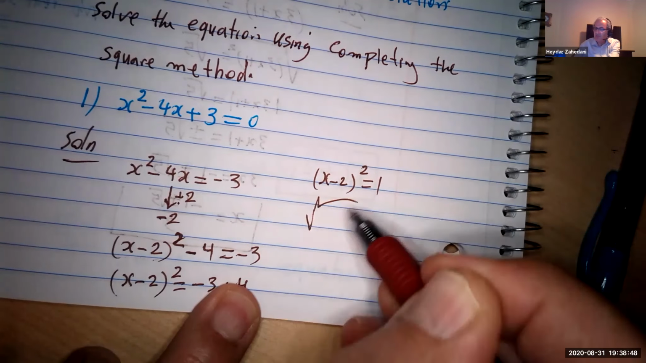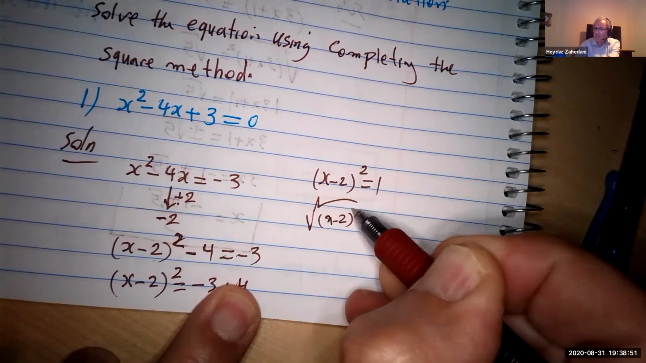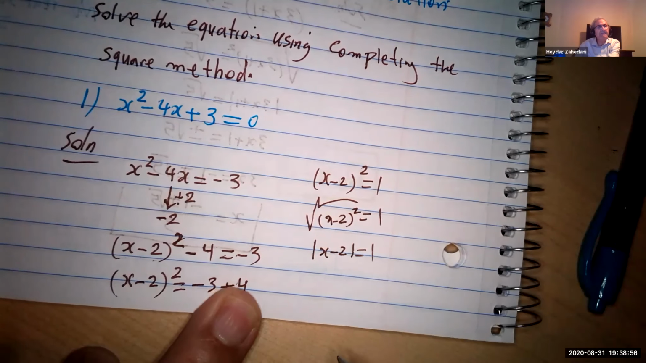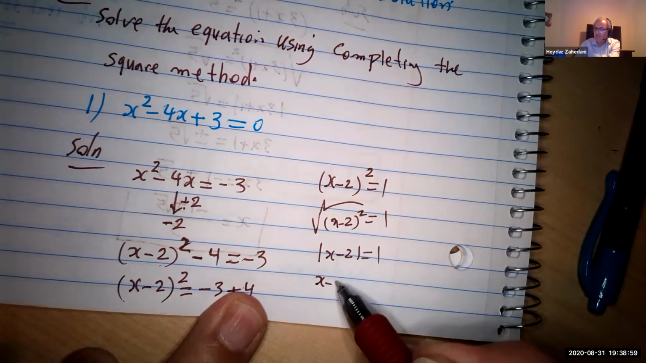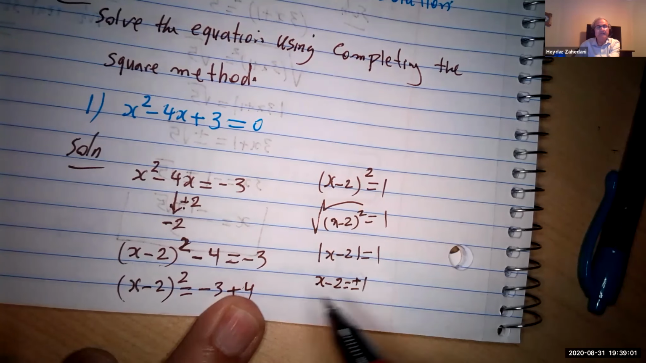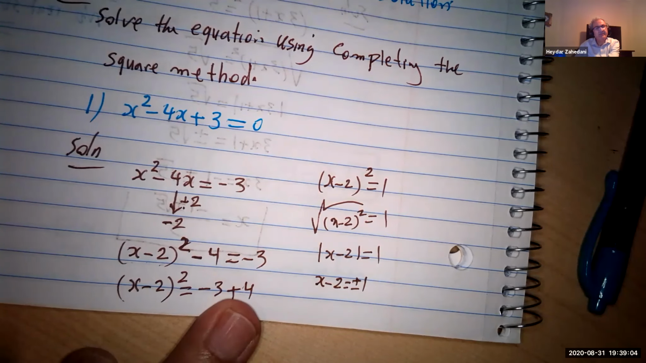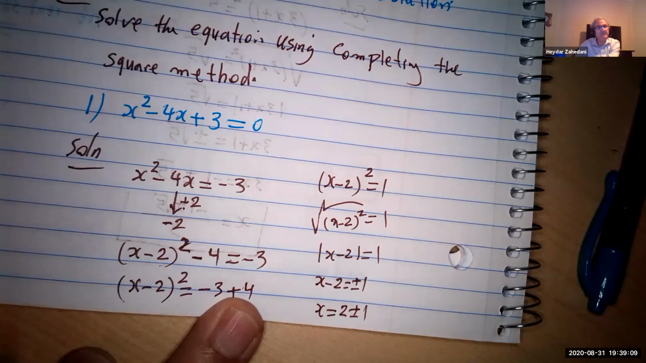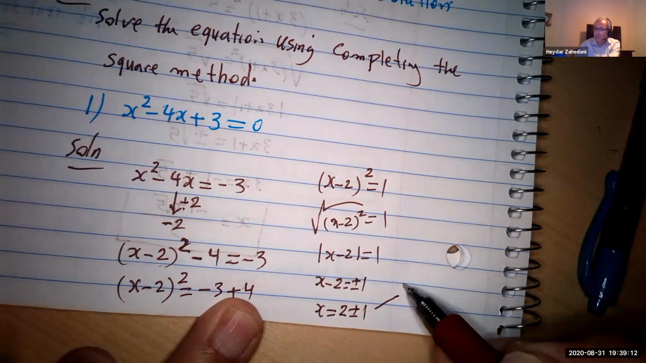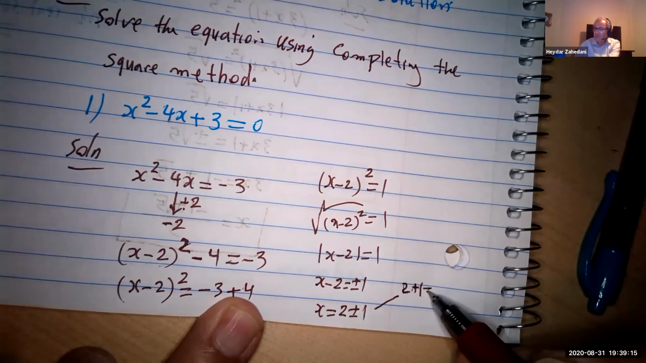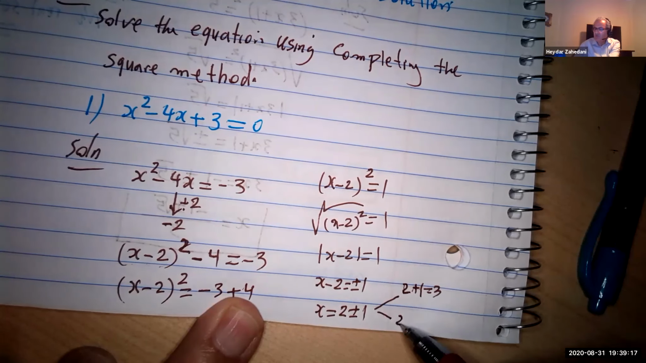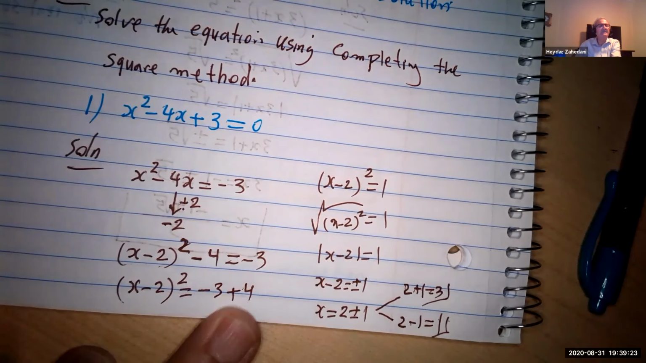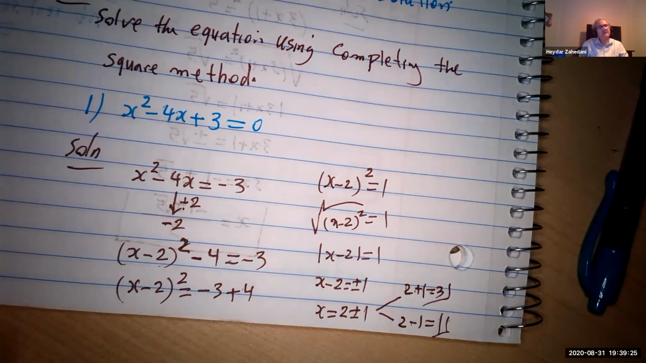So square root, x minus 2 squared equal to 1. Remember, the absolute value of x minus 2 equal to 1. You drop the absolute value, but you pay for it: positive negative 1. You add the 2, positive negative 1. Since you can simplify, you continue. Case 1, 2 plus 1, which is 3. Case 2, 2 minus 1, which is 1. So you have two solutions, x equal to 3 and x equal to 1.